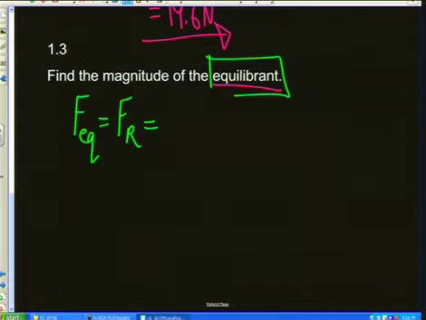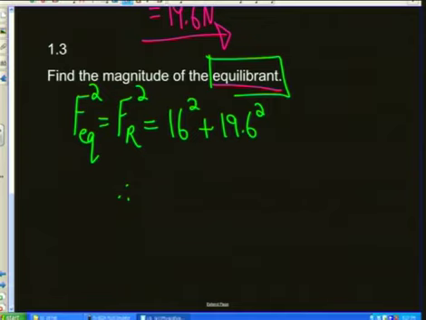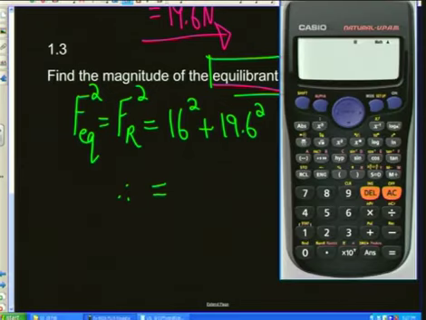and I can actually do this here. I can square it because I'm looking at the theorem of Pythagoras. So I will say it's 16 squared plus 19.6 squared. So I can do that. Therefore, this will be equal to, okay, you work this out. Let's just use the calculator quickly.